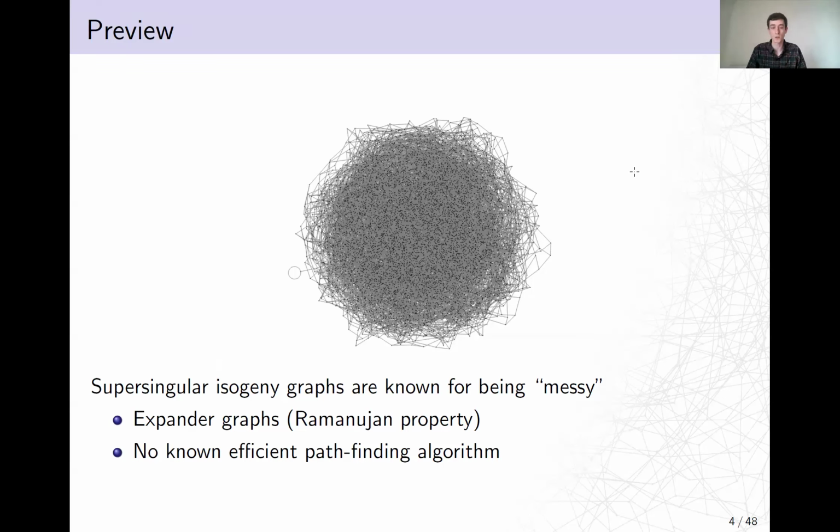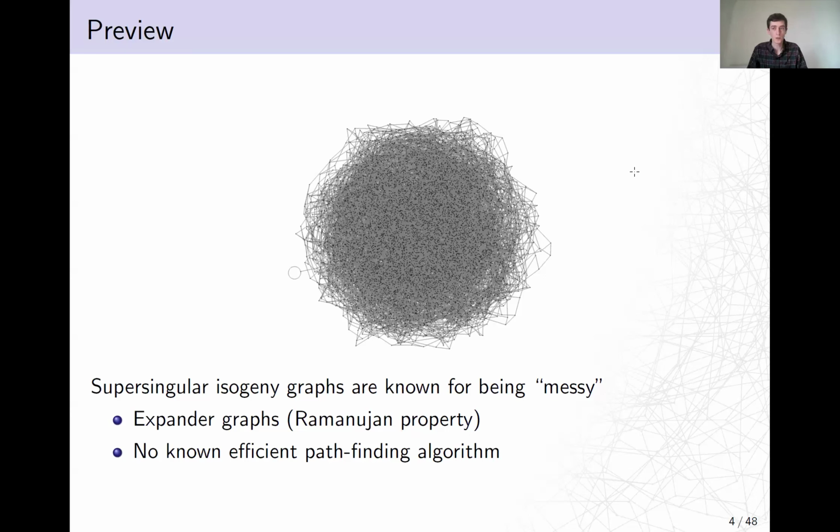Another sense in which they are messy is that there is no efficient pathfinding algorithm, assuming you don't have any extra information. If all I give you is the coordinates of a starting point and an ending point, and I don't give you any endomorphism rings, I don't give you any extra points with their images, if I don't give you anything else, we don't have a good idea for how to find a path from A to B. And these features make it a really good candidate for cryptographic applications.